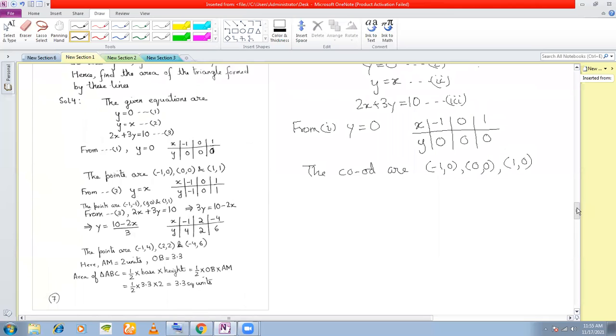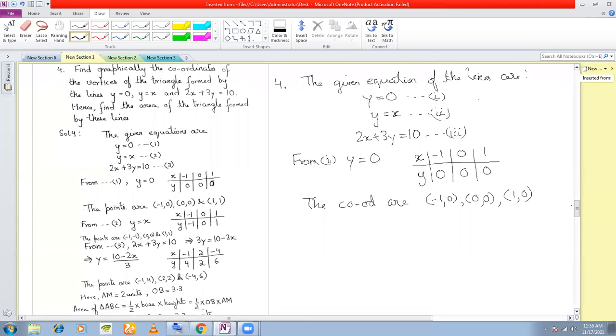Now the question is, what scale should you take? Because these values are very small, you will not get an idea which scale to take from just the first equation. So what you do here is find out all the coordinates of the points on the 3 straight lines, and then you decide on the scale. Okay, so let's consider the second one also.